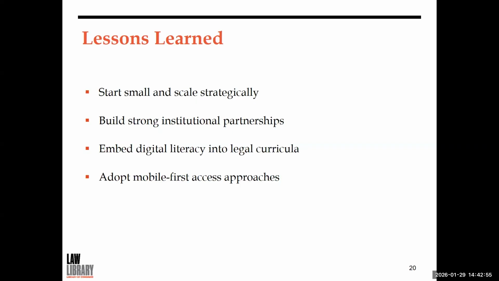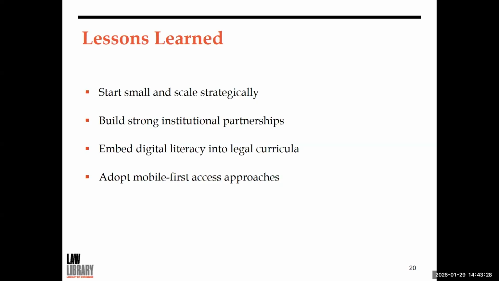Embed digital literacy into legal curricula so that people in the legal profession can know how to navigate and use these e-resources, because they have a lot of information, which is good to help them in their ethical research practices from early stages of training, so that they can embrace information and know how to access it, how to use it ethically, and how to evaluate information.